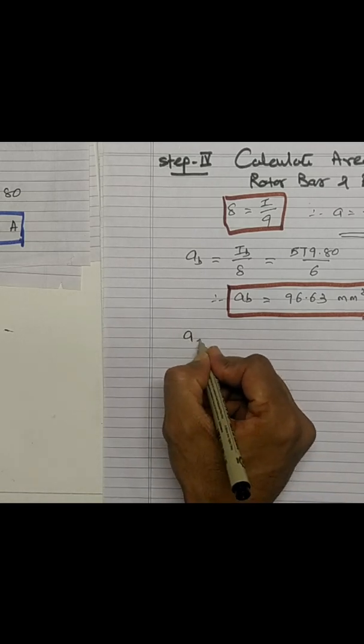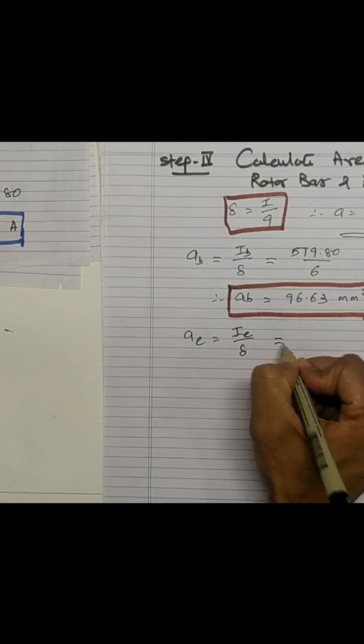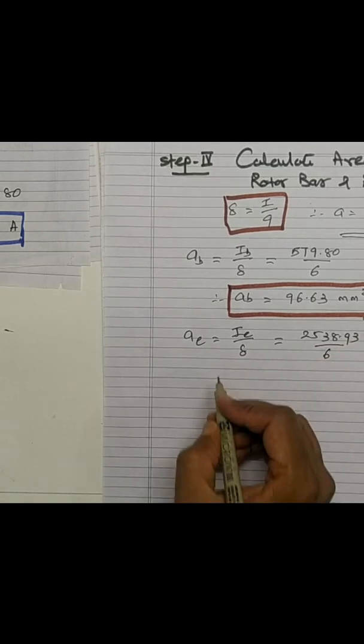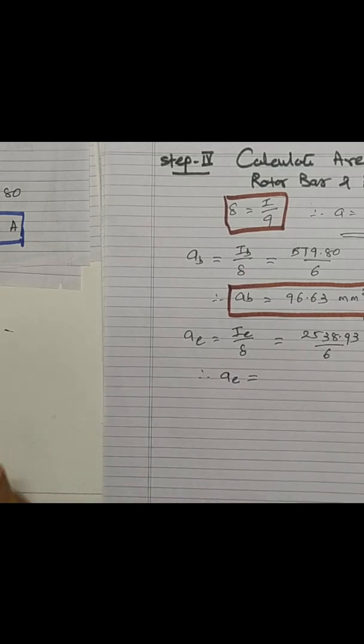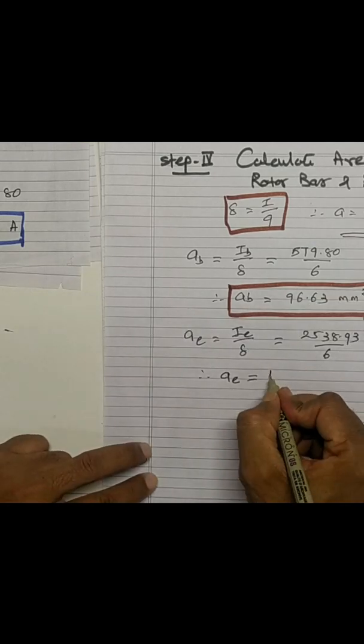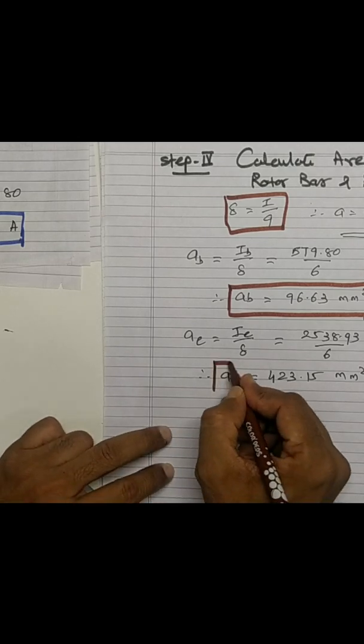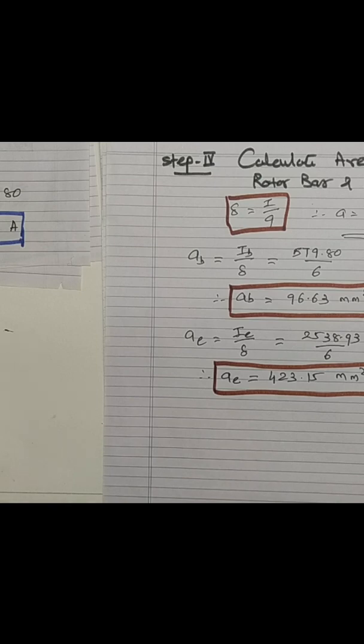In the same way, the area of the end ring is the end ring current divided by current density. End ring current is 2538.93, and again current density 6 is given. Therefore the area of the end ring is 2538.93 divided by 6, which comes to 423.15 millimeter square. So both quantities we have calculated. In the design of a squirrel cage induction motor rotor, we have only 3 quantities: the number of rotor slots, the area of the rotor bar, and the area of the end ring. It is very simple. If we follow all the steps one by one, it is very easy to design a squirrel cage rotor.